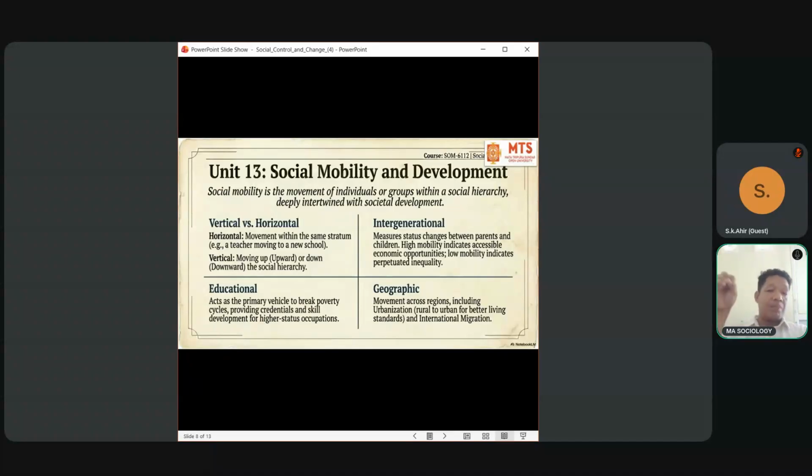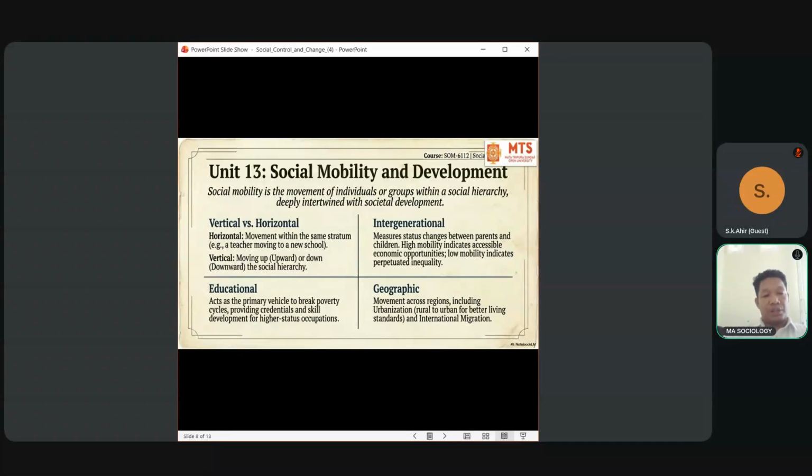But when you talk of vertical mobility, that is more or less upward or downward movement in the social hierarchy. Okay, we'll come to that when we discuss the sanskritization process. So what about intergenerational mobility, right? It measures status changes between parents and children. High mobility indicates accessibility of economic opportunities. Low mobility indicates perpetuated inequalities, right?